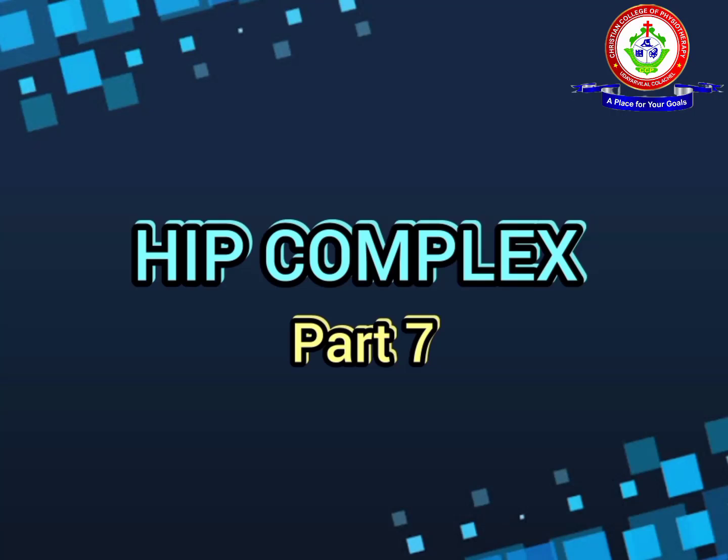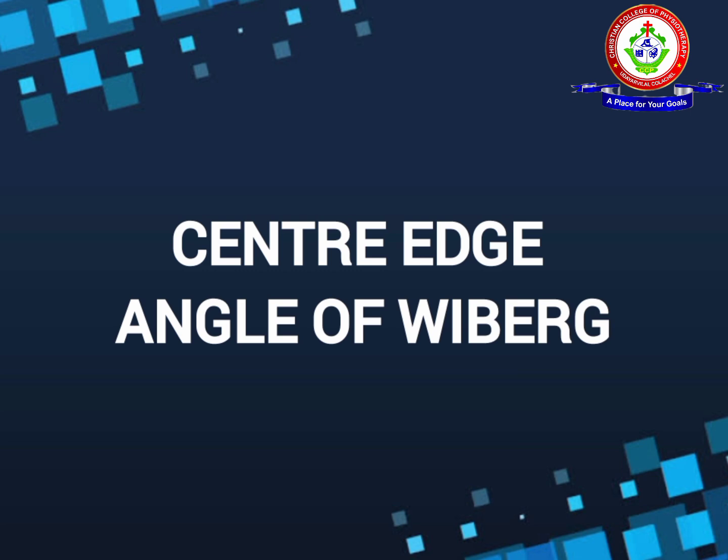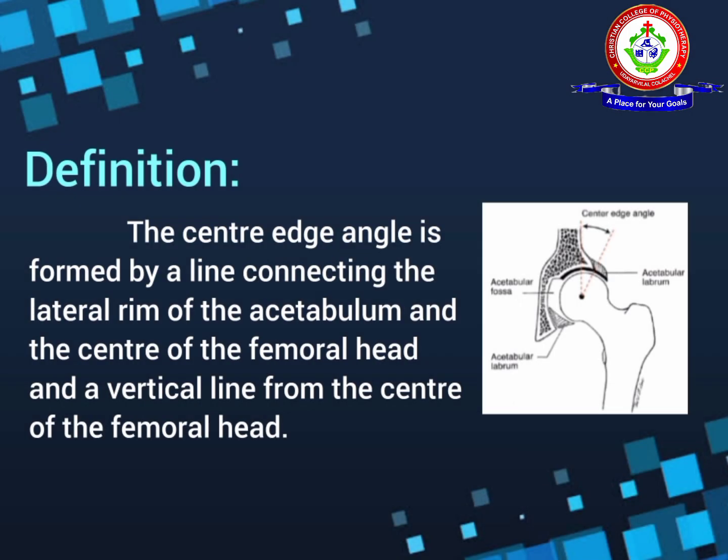Myself Ajin Shah. Today the topic of my presentation is some of the common topics related to angles in the hip complex. First we can see the center edge angle of Wiberg. Definition: the center edge angle is formed by a line connecting the lateral rim of the acetabulum and the center of the femoral head, and a vertical line from the center of the femoral head.